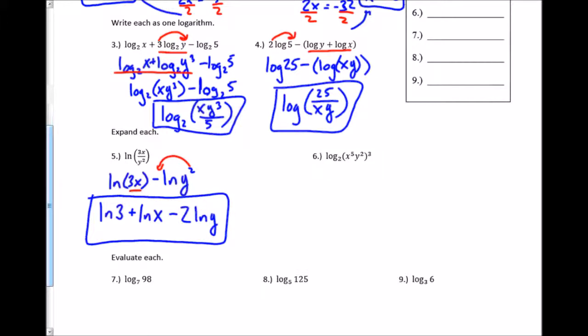Number 6, I really have 2 options here. I could start by bringing this 3 out front. Now, if I bring the 3 out front, that's going to be a 3, and then the log base 2 of x to the 5th, y to the 2nd. And now I have multiplication inside that logarithm, which I can split into two logarithms being added.